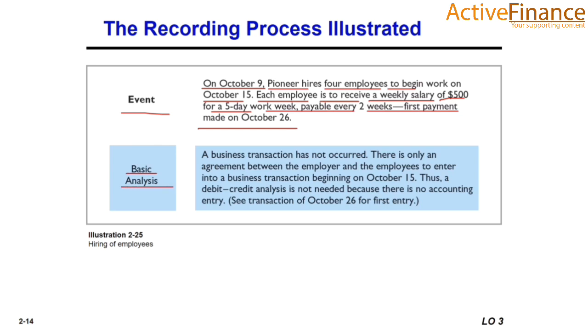A business transaction has not occurred. The business transaction does not occur because the hiring process cannot be quantified in terms of money. We have learned this in an earlier chapter on transaction analysis. There is only an agreement between the employer and employees to enter into business transactions beginning on October 15. Thus a debit and credit analysis is not needed here because there is no accounting entry.